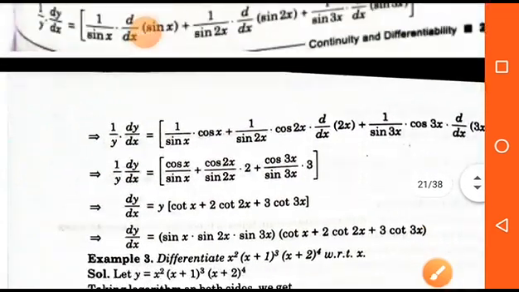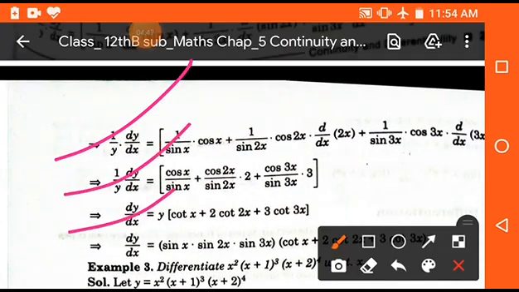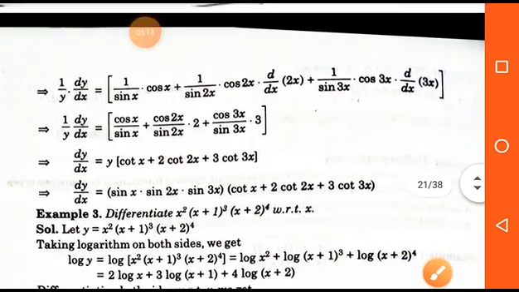Okay, students? Now further on solving we get, and you can adjust by taking LCM. So 1 upon y dy over dx is equal to cos x upon sin x plus cos 2x upon sin 2x into 2 plus cos 3x upon sin 3x into 3. Students, we know that cos x upon sin x will be cot x. So adjusting and taking LCM, finally you can put here sin x into sin 2x into sin 3x in one bracket, because it will be the value of y, and cot x plus 2 cot 2x plus 3 cot 3x. Clear students?